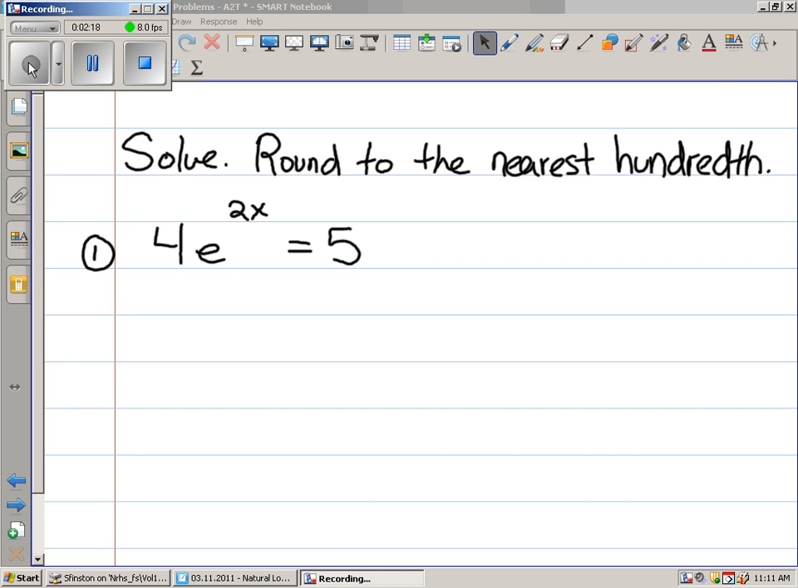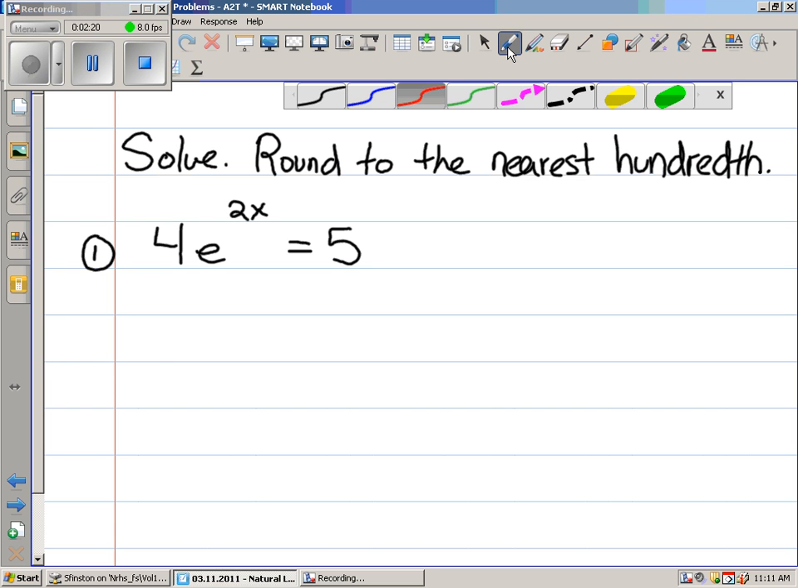Anytime you see a problem where the variable is up in the exponent, guess what you got to use? Okay. Right? Take a look. The 2x is linked to the e. Let's try and get it by itself. What do you think we're going to do? We got to divide both sides by 4.